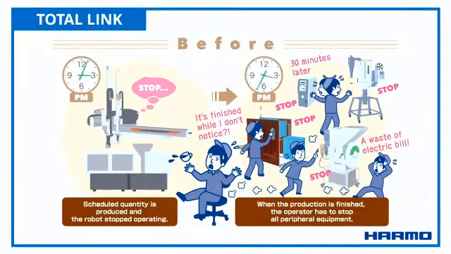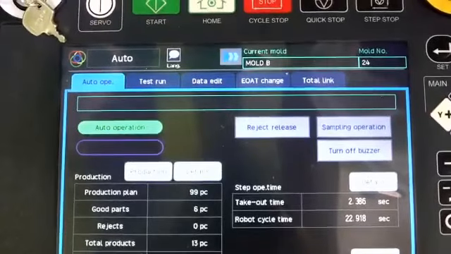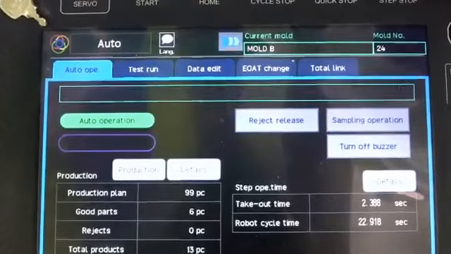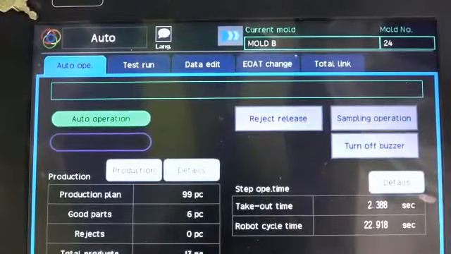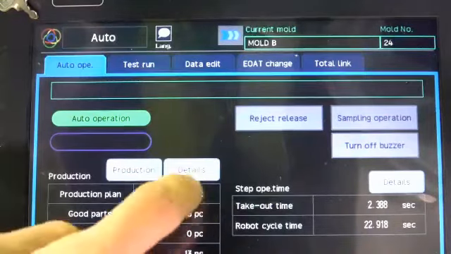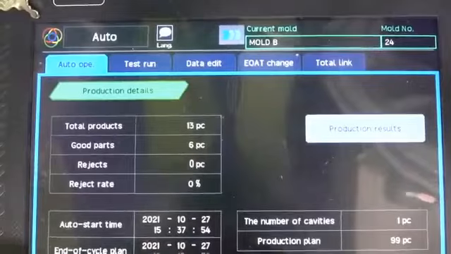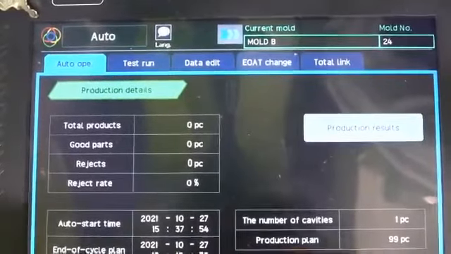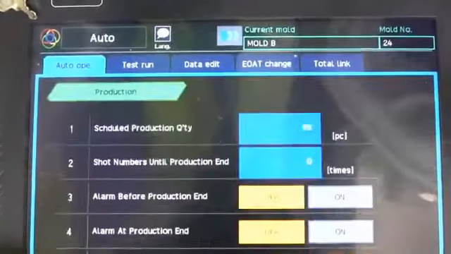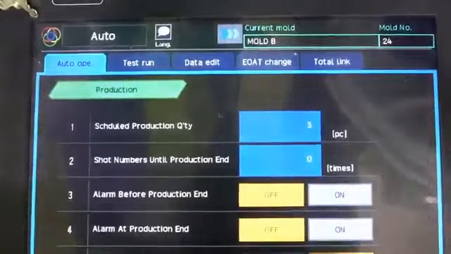Next, this problem. There is so much work at the end of molding. We will demonstrate that the robot instructs peripheral equipment to stop their operations when the scheduled quantity is finished. We reset the current production quantity to 0. This time, we set the scheduled quantity as 3 shots. Okay, reset current production quantity to 0 and set 3 shots.